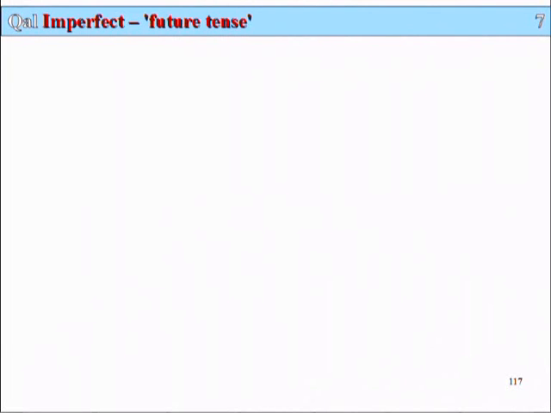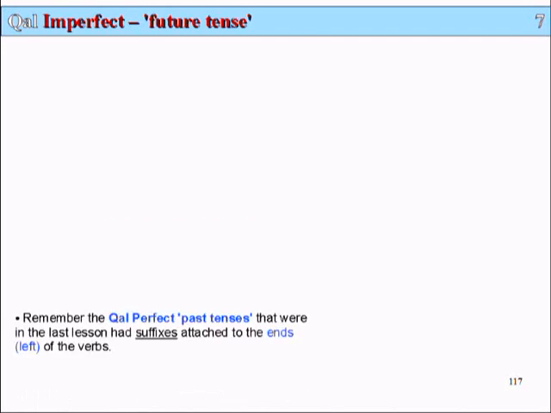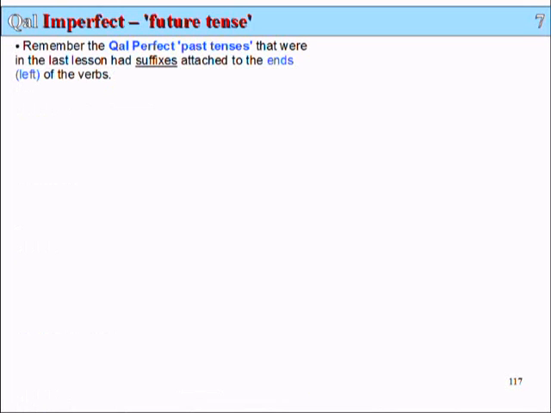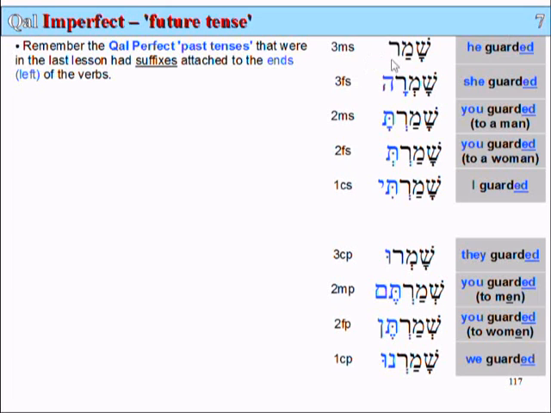Slide 117, Lesson 7, Qal Imperfect Future Tense. Remember the Qal Perfect past tenses that were in the last lesson? They had suffixes attached to the ends of the verbs on their left. Here are the Qal Perfect past tense verbs for he guarded, she guarded, you guarded, etc.